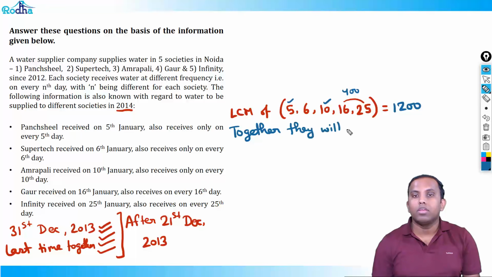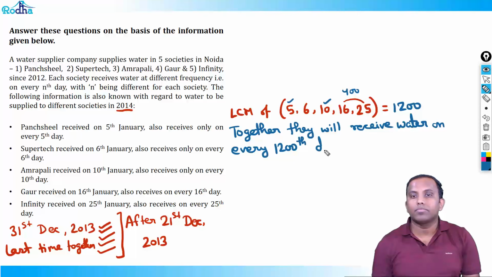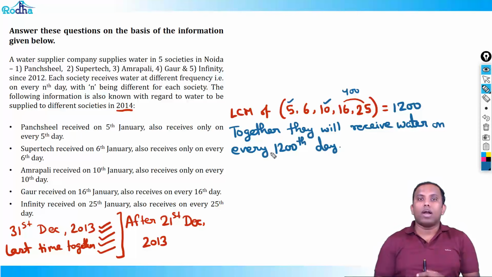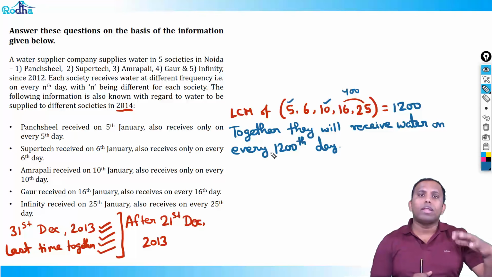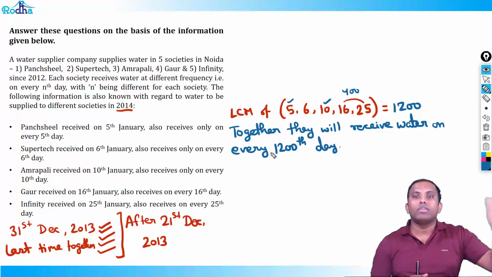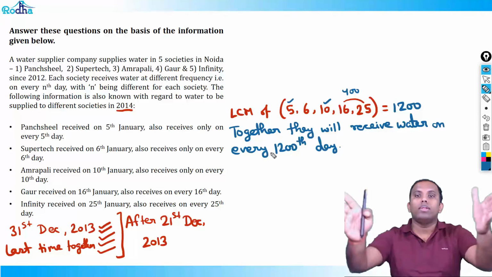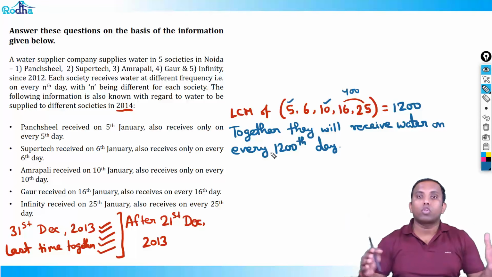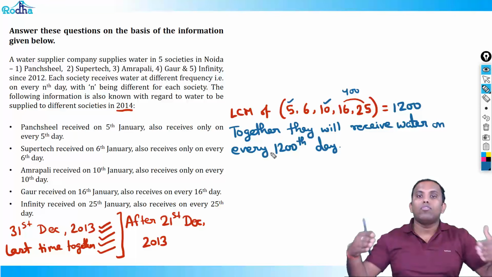They will receive water on every 1200th day, right? Because their LCM is 1200, so after every 1200th day they will receive that water together, right? Common sense, no? One society is receiving every 5th day, other every 6th day, third one every 10th day, fourth one every 16th day, fifth one every 25th day. So likewise it goes on, right? So when they will receive, what is the LCM?